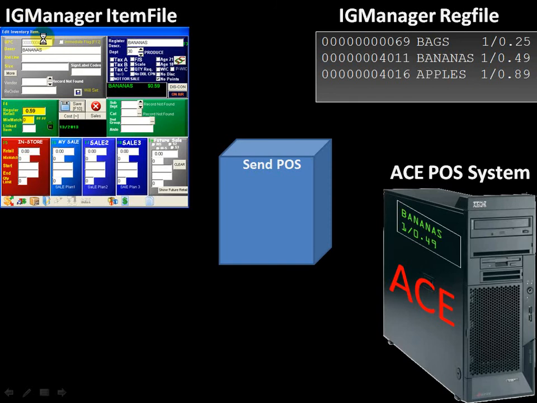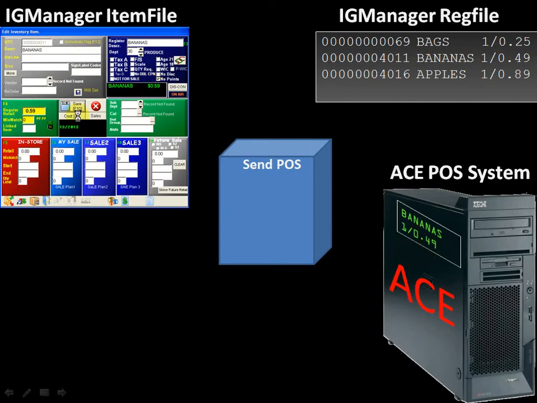All right. So on our screen, we've got the three amigos here. We've got our IG Manager item file here, we've got your point of sale here, and we have our reg file. And right now, everybody over here on the right is copacetic. Bananas are 49 cents, and that's the last price we sent.